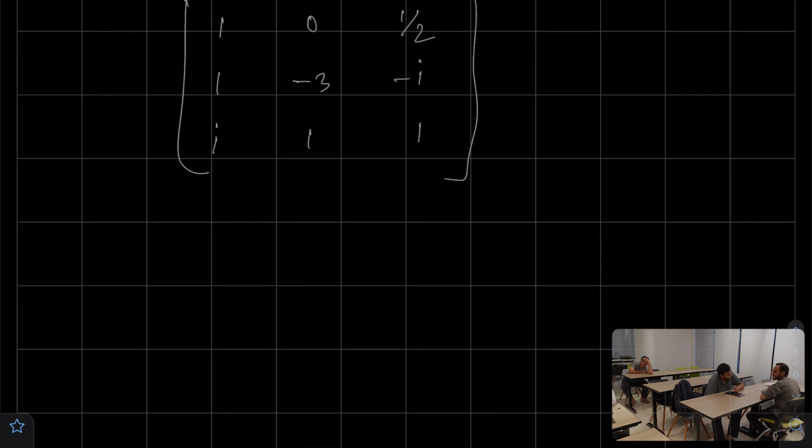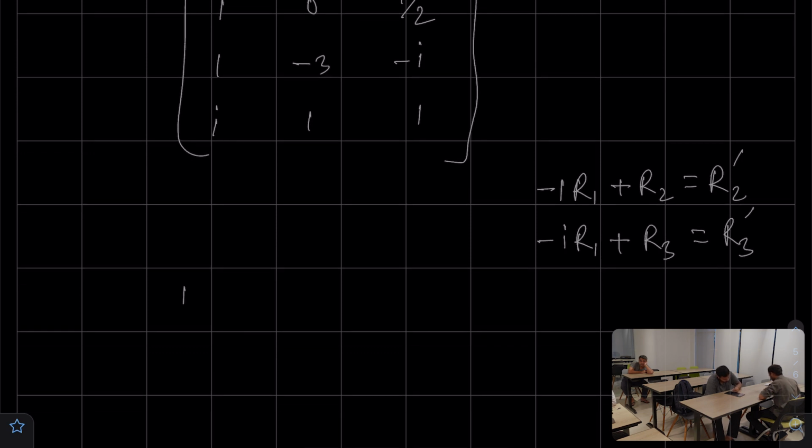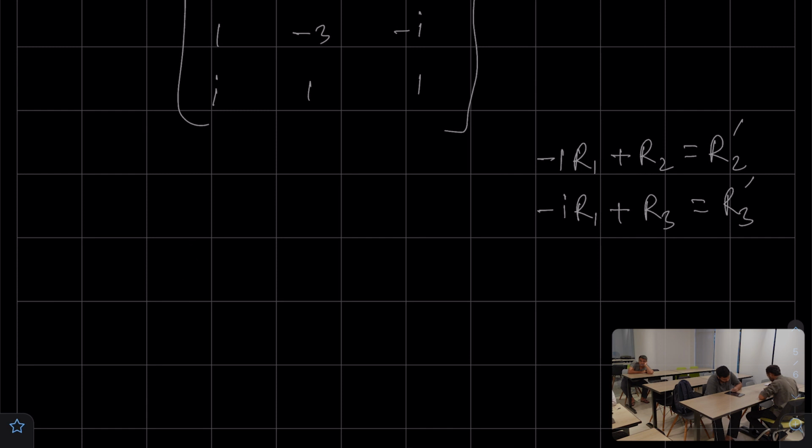No, actually they are not the same because we defined only the addition, right? Oh, okay. So then this is minus I times R1 plus R2 equals R2 prime, and minus I times R1 plus R3 equals R3 prime. Then this is simply 1, 0, I over 2, 0, minus 3.